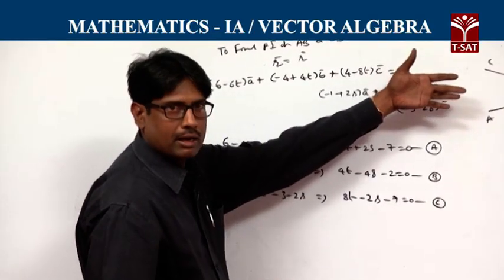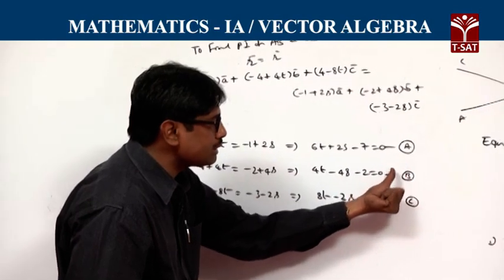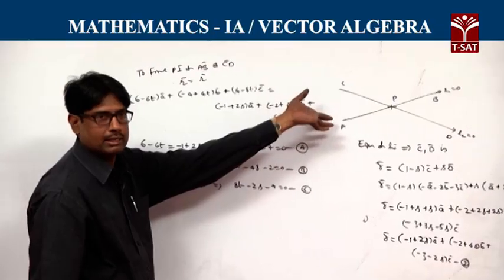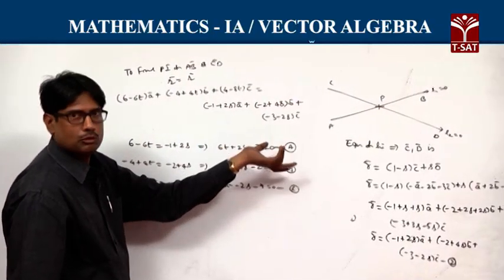To check the coplanarity, go for the point of intersection of A and B, and substitute in C. If it is satisfied, they are coplanar, with uniqueness. If it is not satisfied, they are non-coplanar.